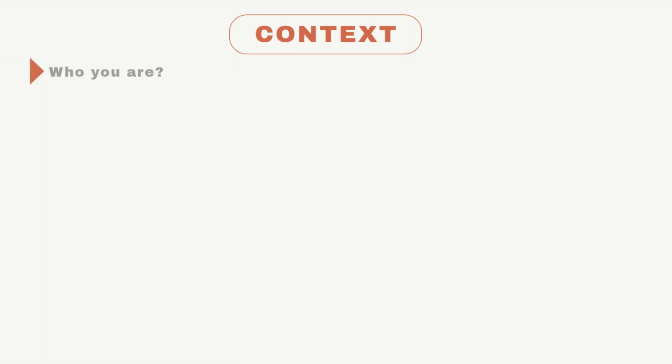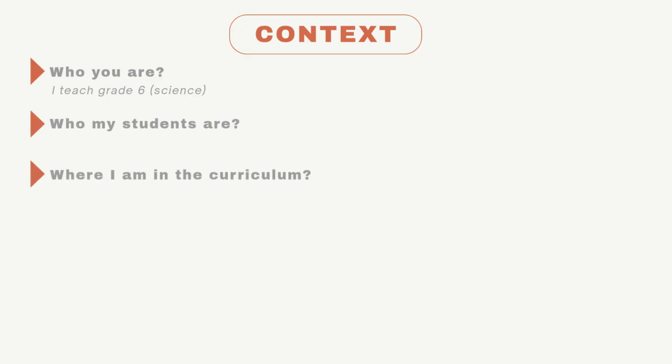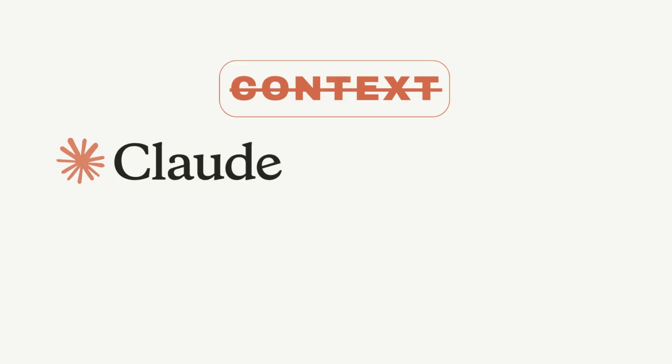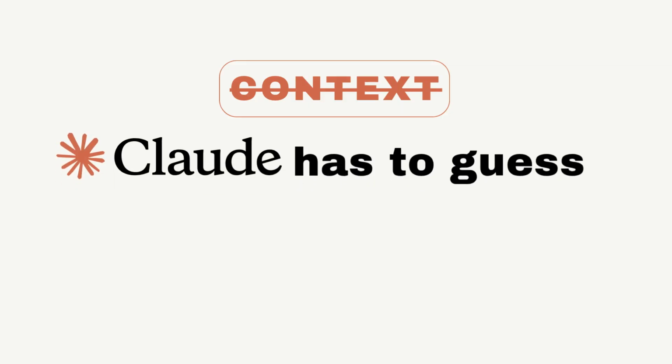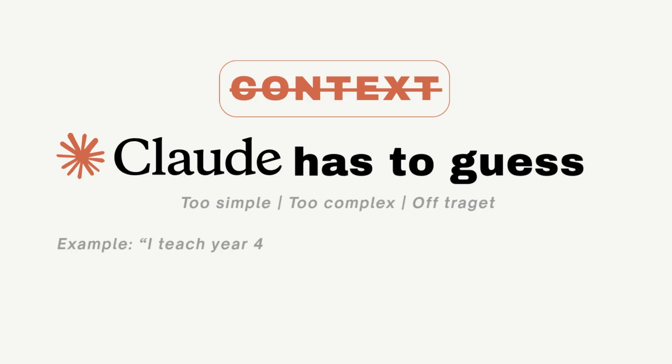Context is who you are. I teach grade 6 science. This is who I am, who my students are, and where I am in the curriculum. Without context, Claude has to guess. When it guesses, it defaults to the average, which is usually too simple, too complex, or completely off target for your specific class. Context sounds like this: I teach year 4 English, or I teach year 6 English.